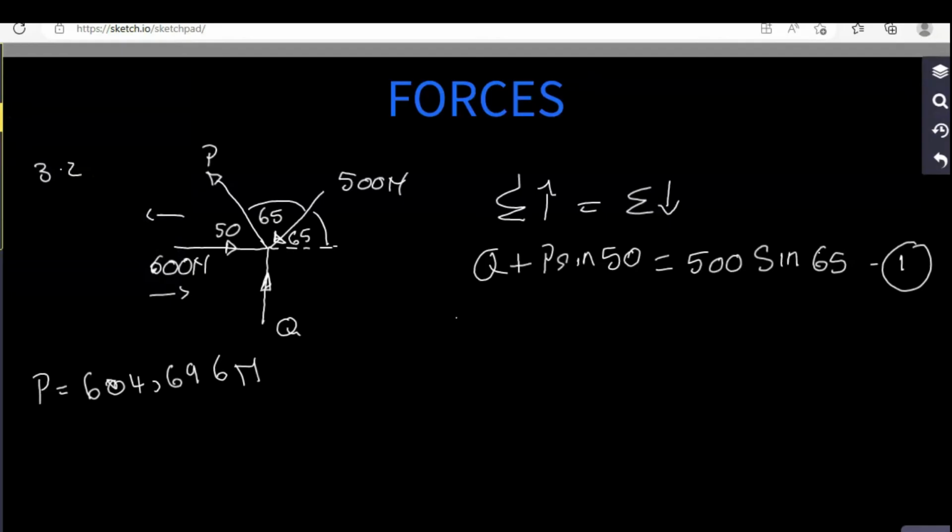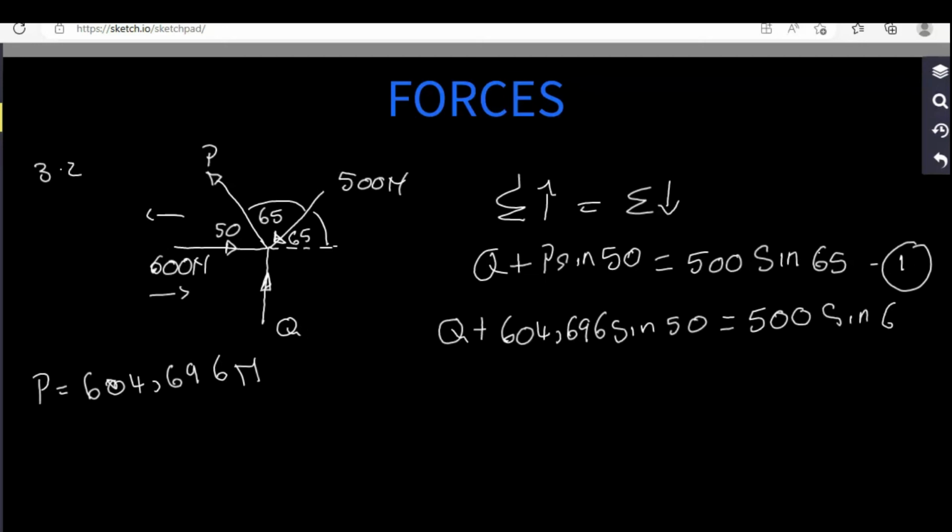What am I going to do here? We have Q plus the value of P, which is 604.696 sine 50, is equals to 500 sine 65. The only unknown that we have now is Q.